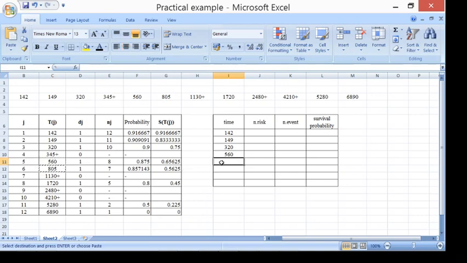So these are the time points at which we are having actual death observation, actual failures in this case. So these are the time points at which death has occurred. So at these time points, the number of individuals that were at risk, that is taken here as n.risk. Those are nothing but these specific values. So I will just copy paste those values here.